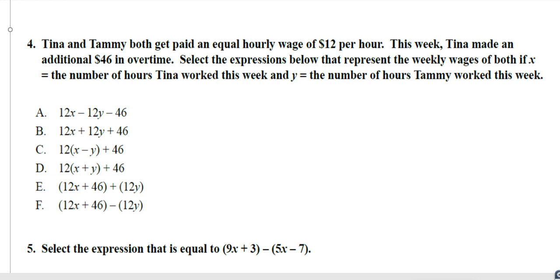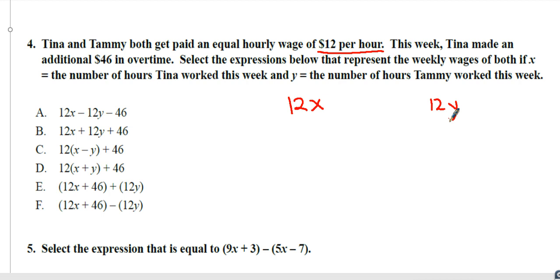So Tina and Tammy both get paid an equal hourly wage of $12 per hour. So $12 per hour for both. All right, so that means that I'm always going to find out how much they got paid by multiplying the $12 by the number of hours. So 12 times X for Tina, and 12 times Y for Tammy.